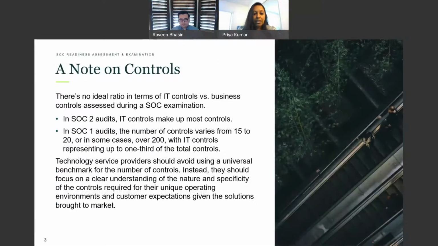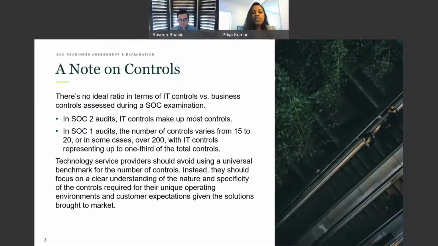And so as we mentioned throughout today so far, we've mentioned a lot about controls. So one thing to note about controls is that there isn't really a defined number of what an organization is expected to have. Ultimately, it comes down to the nature of the service being provided, the type of operating environment one has, the type of SOC report that you're looking to pursue, and as well as customer expectations, just to name a few.